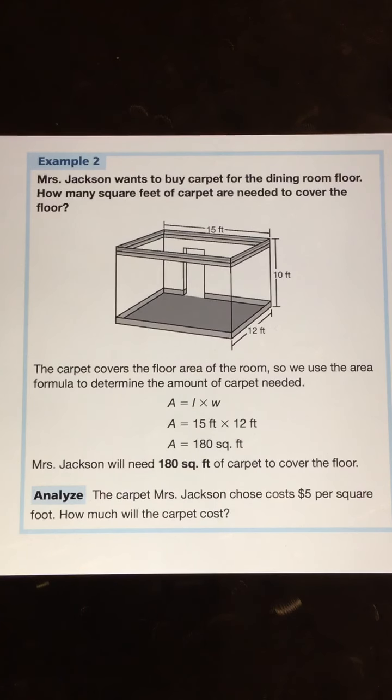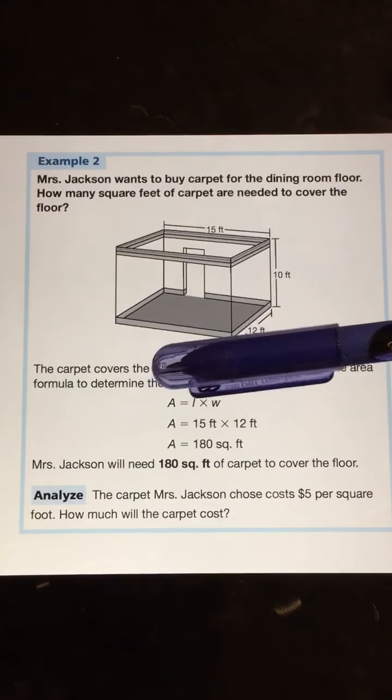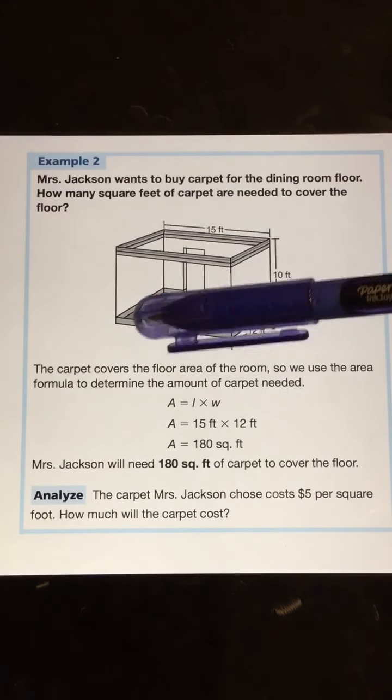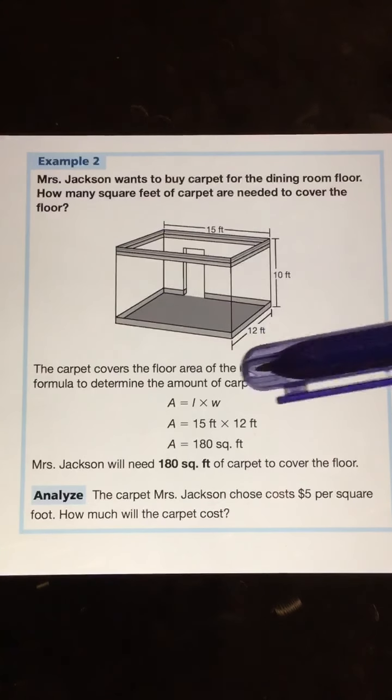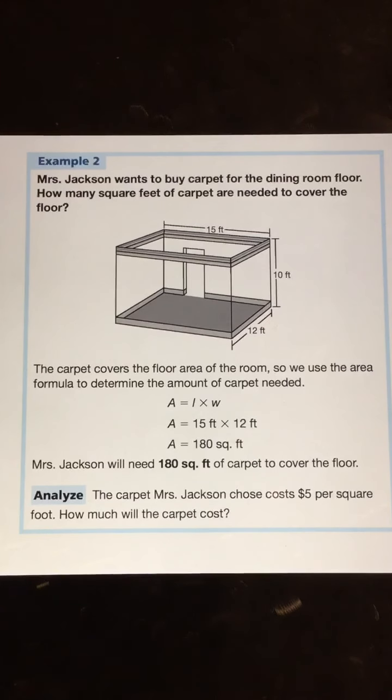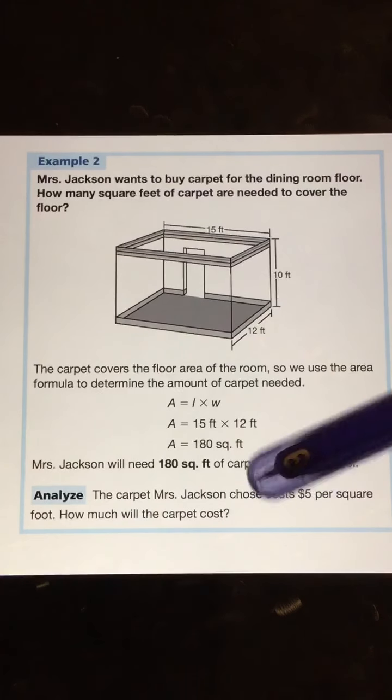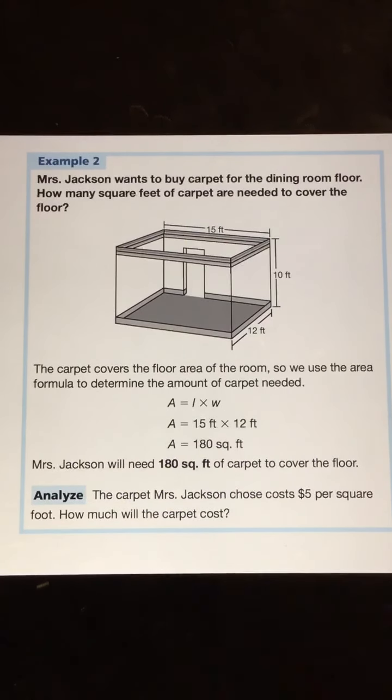So we use the area formula to determine the amount of carpet needed. So area formula, area equals length times width. So we take 15, this length, times the 12 feet, and we get 180 square feet. Mrs. Jackson will need 180 square feet of carpet to cover the floor. The carpet Mrs. Jackson has chosen costs $5 per square foot.